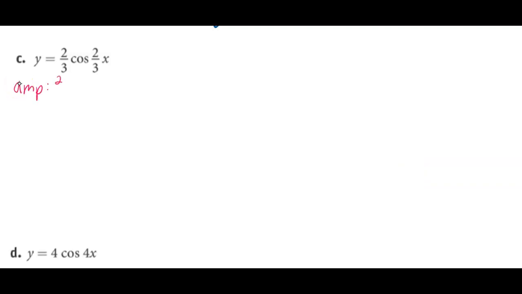Amplitude's absolute value of A, 2/3. Period is 2 pi divided by B. So we'd be doing 2 pi times 3 over 2. We get 2 times 3, so 6 pi over 2. 6 divided by 2 is 3 pi. So our period is 3 pi.